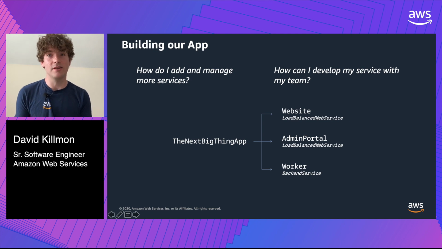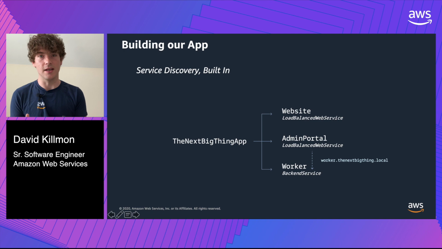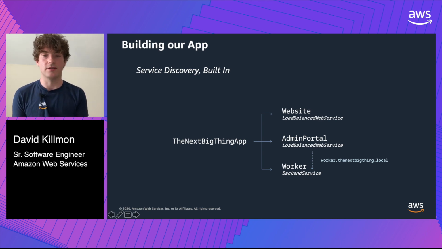So for example, in this case, when we have our admin portal wanting to make a request to our backend service, it can't go on the internet. Our backend service is private. So we have service discovery built in. What service discovery lets you do is address your service using a common name. In this case, it's the service name plus the application name plus .local. So our admin portal can call worker.thenextbigthing.local to send requests to our worker service.